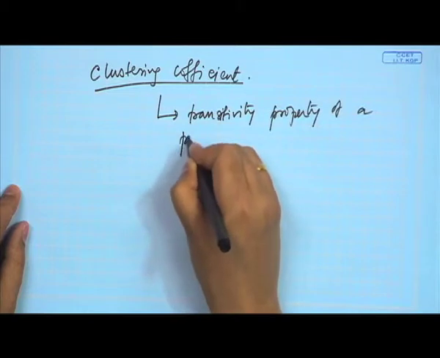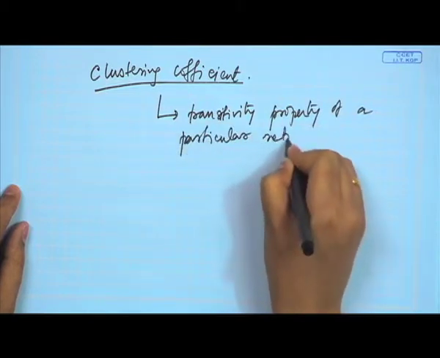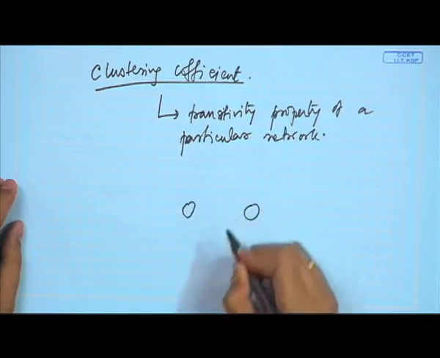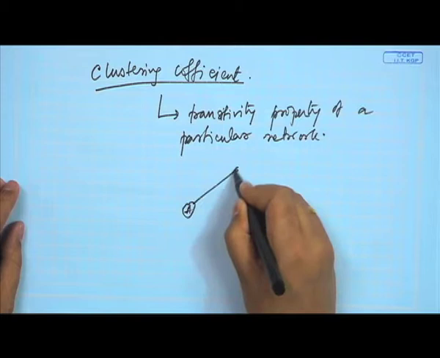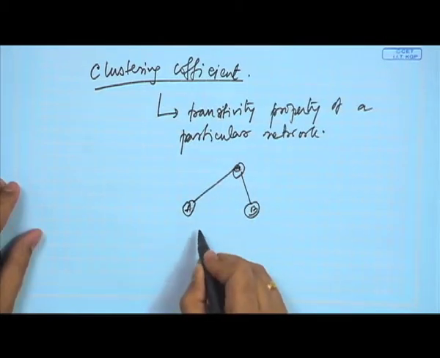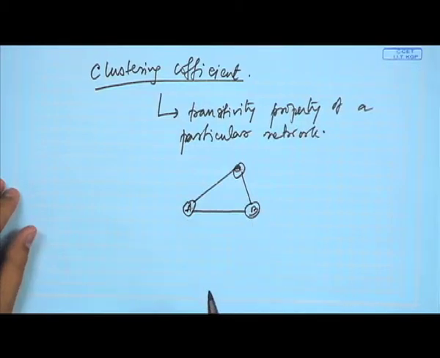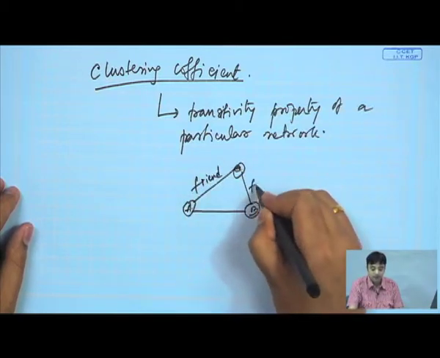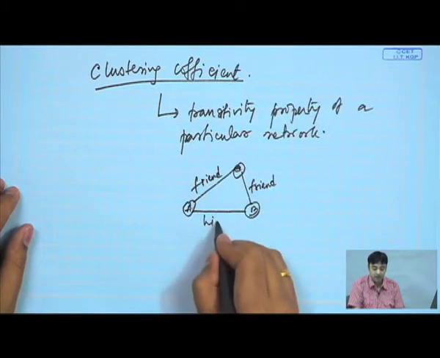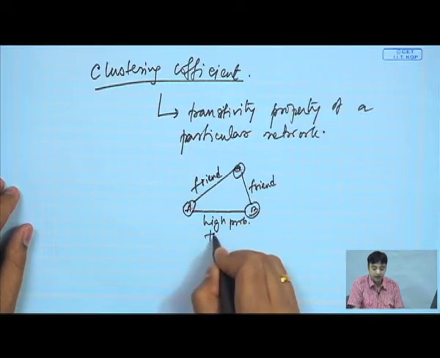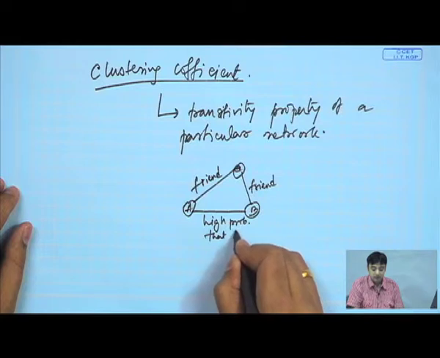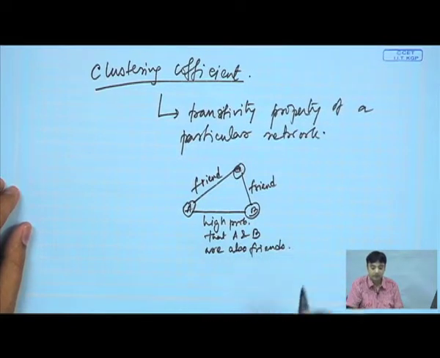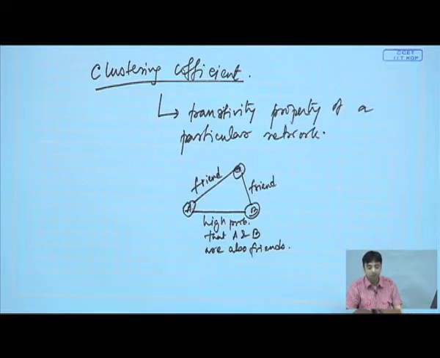of a particular network. So, the idea is very simple: if there are two nodes in the network, say A and B, having a mutual friend, say C, then there is a high probability that A and B are also friends in the social network. So, A and C are friends, B and C are friends, then there is a high probability that A and B are also friends, right. This is what is called the famous transitivity property of a network.